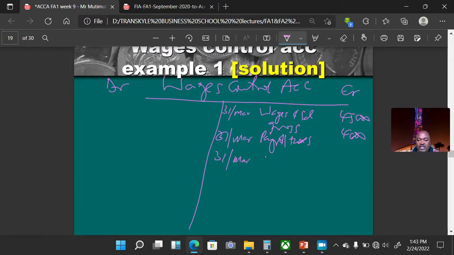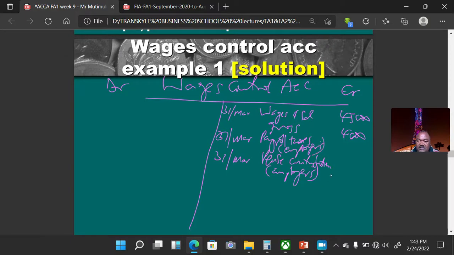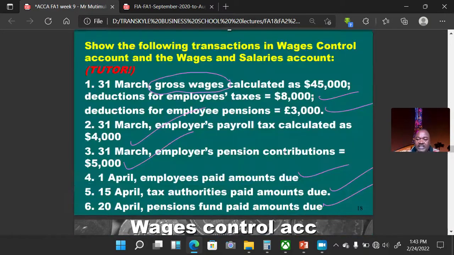31 March, pension contributions. These are just for employers. Let me just put in brackets employers, payroll employers. So the employer paid how much? What was his obligation? The employer for the pension contribution was 5,000.